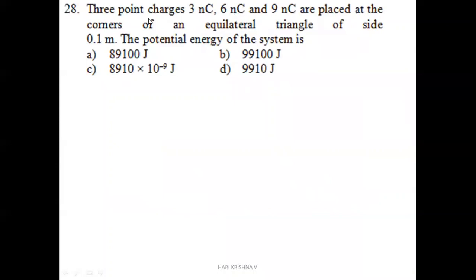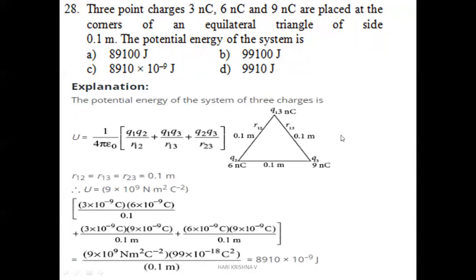Next, 3 point charges are placed at the corners of an equilateral triangle. So in an equilateral triangle, all sides are equal, all angles are equal. So Q1, Q2, Q3 are 3 nanocoulomb, 6 nanocoulomb, 9 nanocoulomb. Nano means 10 raised to power minus 9. And distances are 0.1, 0.1, 0.1. So what is the potential they are asking? So potential energy means 1 by 4 pi epsilon, Q1 Q2 by R. Only the Q's change, while 1 by 4 pi epsilon and R remain the same.